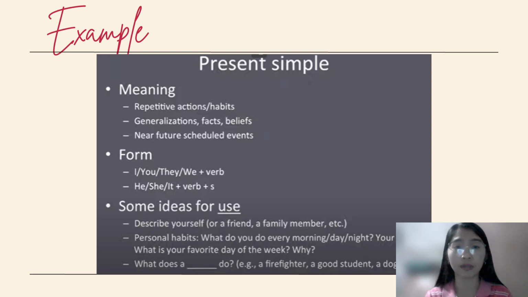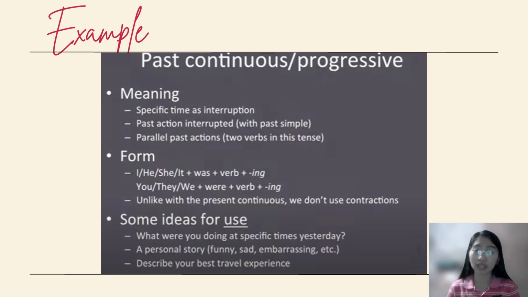That's for present simple. The next one, if the topic is past continuous or progressive, under meaning: a specific time as interruption, a past action interrupted with past simple, or parallel past actions, two verbs in this sense. And under form, the pronoun I, he, she, it plus was plus verb plus ing, and you, they, we plus were plus verb plus ing. That's the form. Unlike with the present continuous, you don't use contractions.